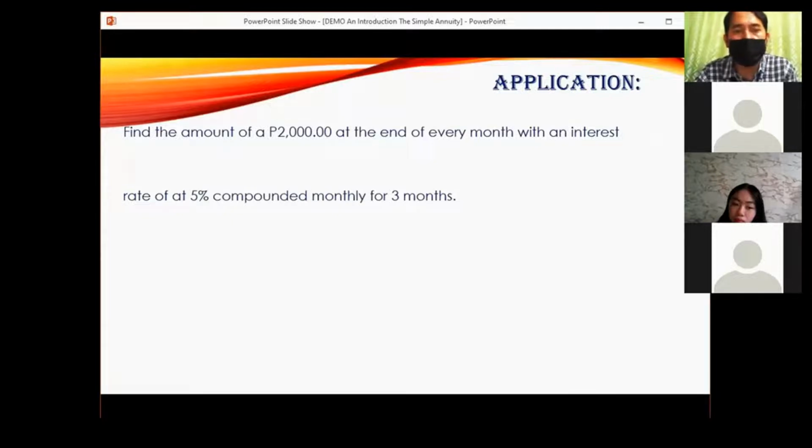Let's try to analyze. Is this a simple annuity? Simple annuity ba? Yes, bakit? Ang payment mo is every month. Okay? And then ang compounding period mo is monthly. So meaning to say they are equal.